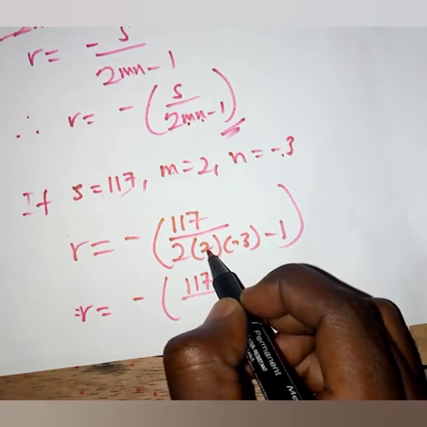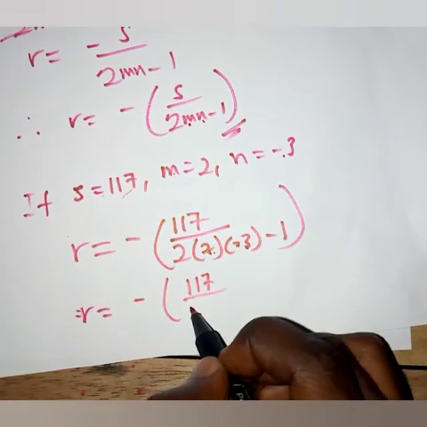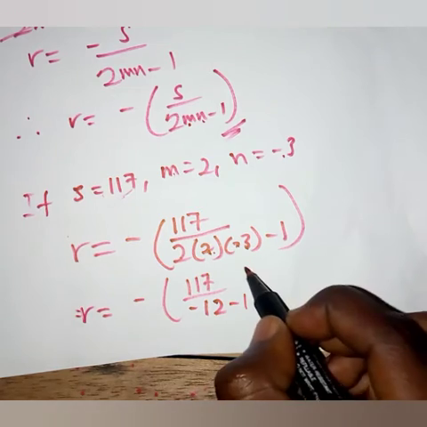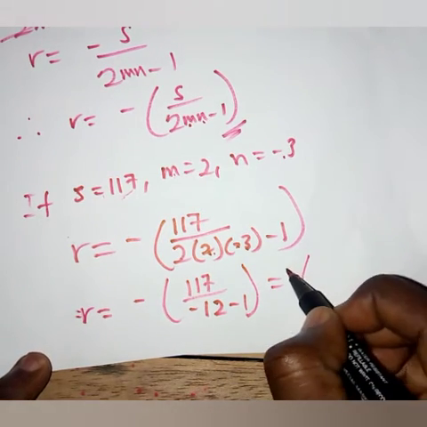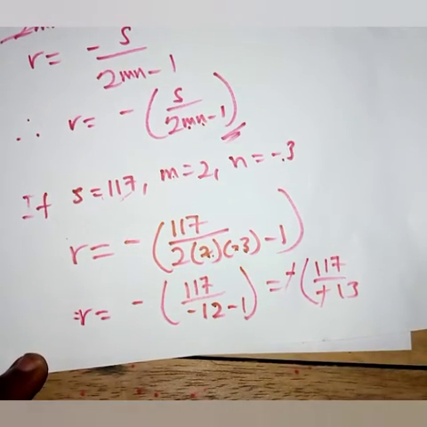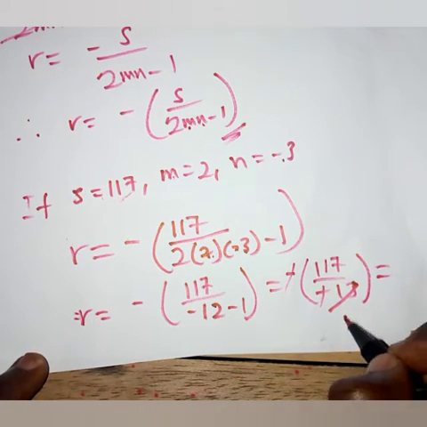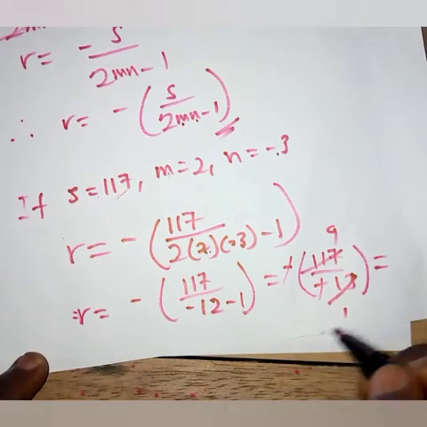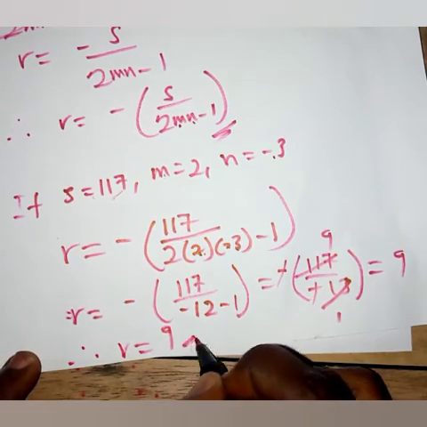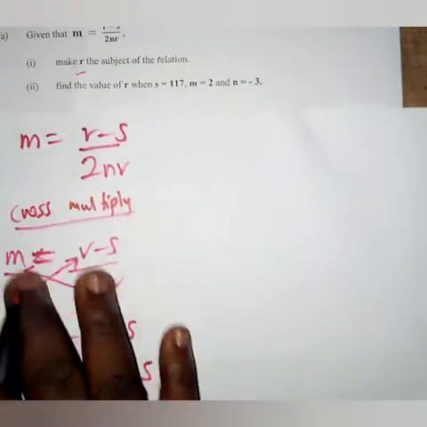2 times 2 is 4. 4 times negative 3, which is negative 12, minus 1 here. So we have negative 117 over negative 13. Negative cancels that of negative. And 13 goes into itself once, and 117 goes into this 9. So we have 9. So therefore r here is equal to 9. So this is the solution for question 4.